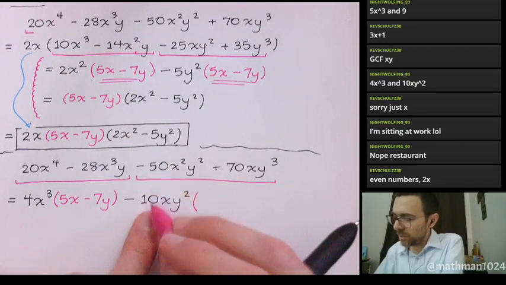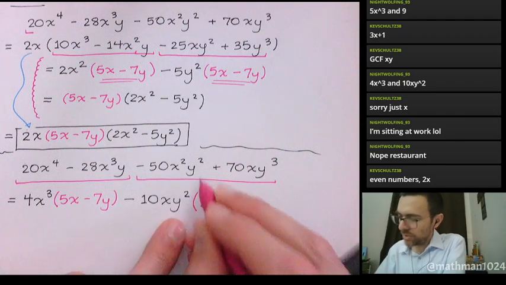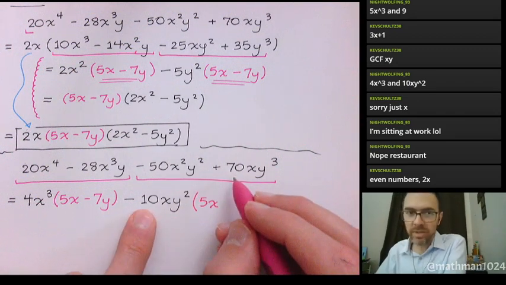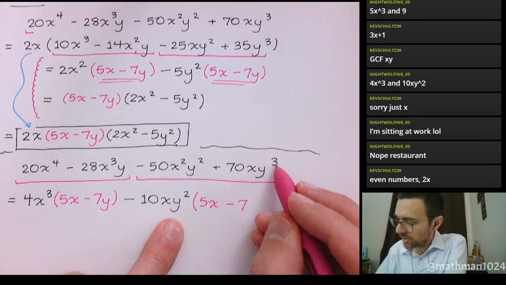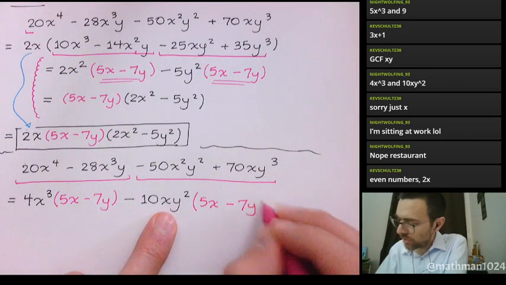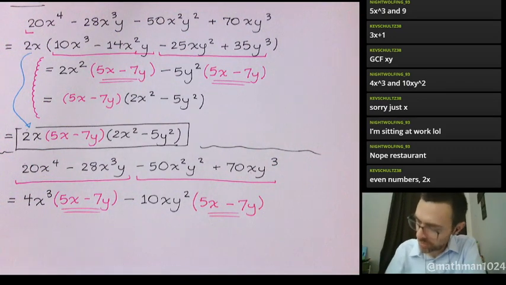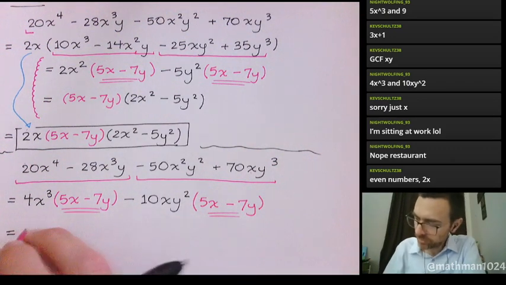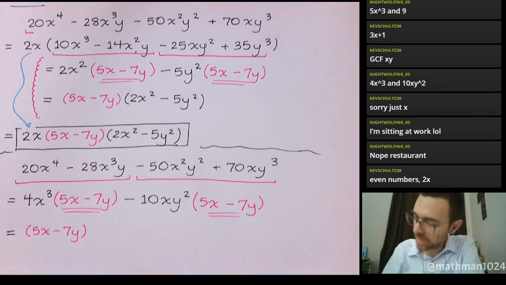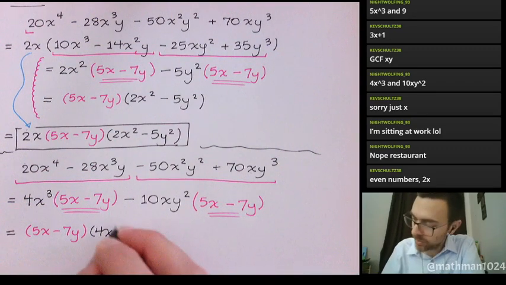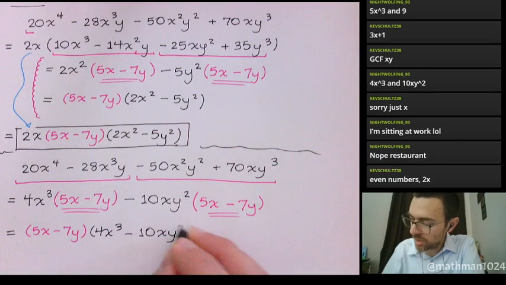So 50 divided by 10 gives me 5. I get 1 factor of x left over, no factors of y. 70 divided by negative 10 gives me a negative 7. I already took out that x. I took out 2 of the 3 factors of y, so I've got 7y left right here. So that's my big common factor. So 5x minus 7y times 4x to the third minus 10xy squared.